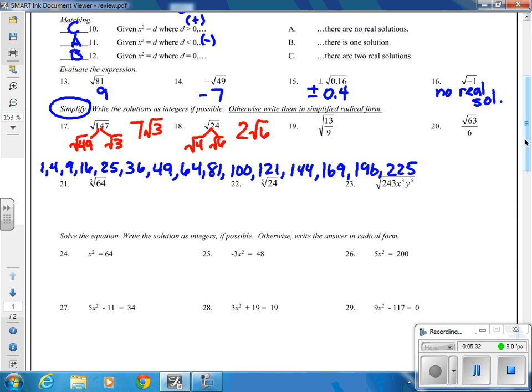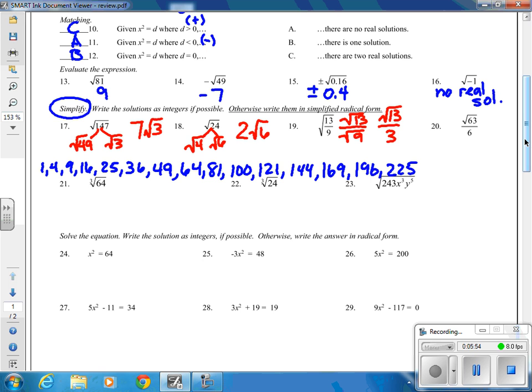Right, for number 19, you have a fraction. It cannot be reduced, so the next thing you need to do is split it apart. So this is the square root of 13 over the square root of 9, and then look for your perfect squares. The square root of 9 is a perfect square, and that makes the whole number 3. The square root of 13 does not have any perfect squares in it, so it stays radical 13. Right, there's nothing to reduce, so you're done.